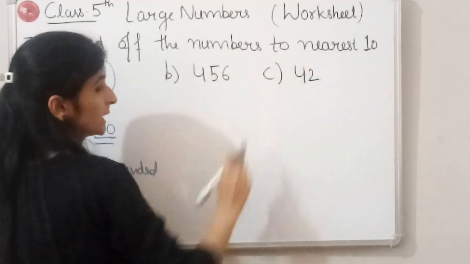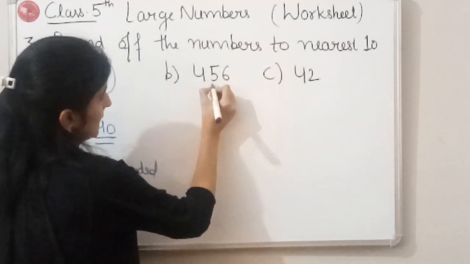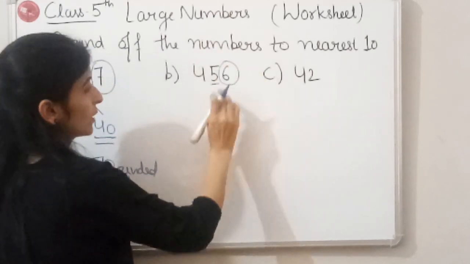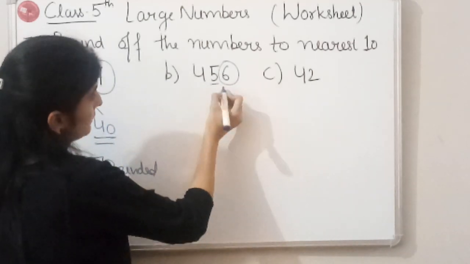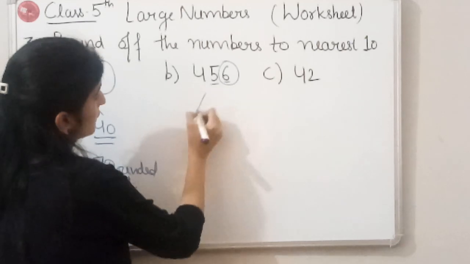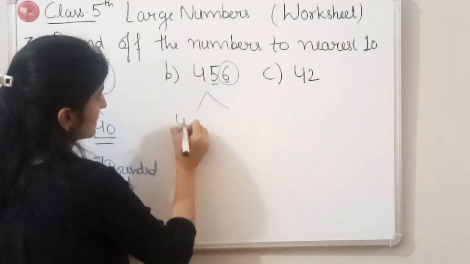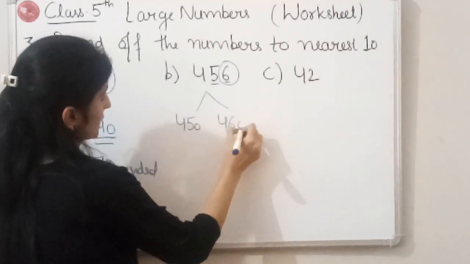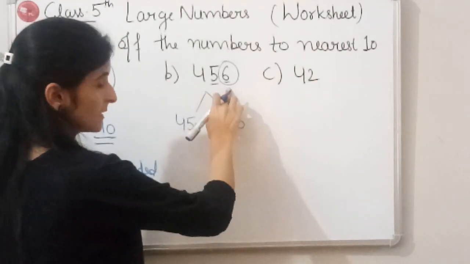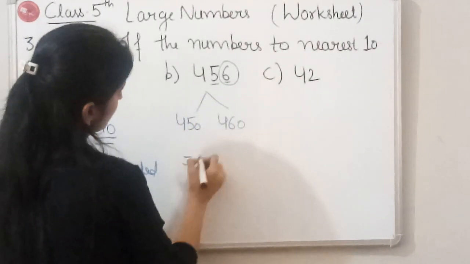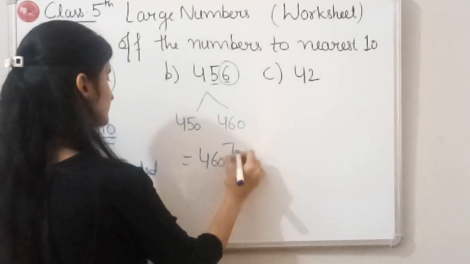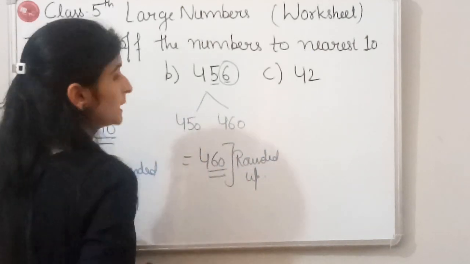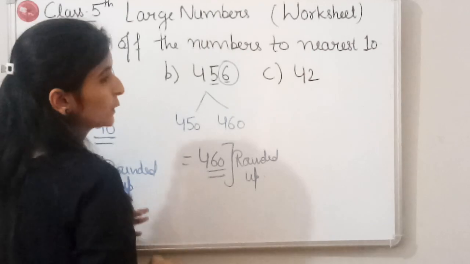Next is B part. 456. We are rounding off to nearest tens. So we will underline the digit on the tens place. Then we will highlight the digit on its right side. And then we will compare this 6 with 5. Firstly, we have to write where this 456 lies. This lies in between 450 and 460. Now this 6 is greater than 5. So it will be rounded up to 460.